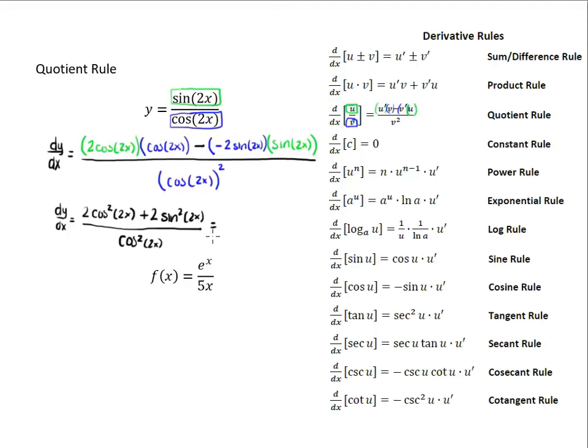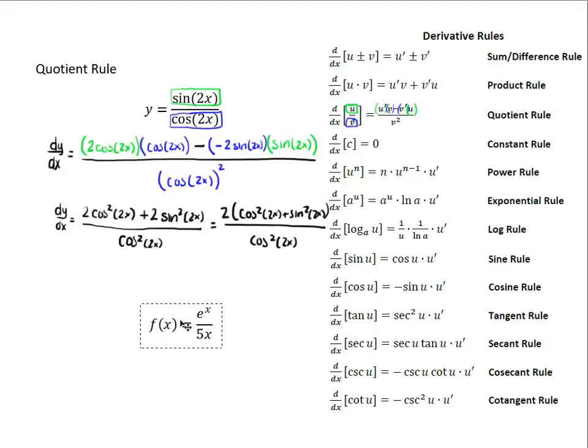Now, if you remember your trig identities, I can factor out a 2 out of this. I'm left with cosine squared of 2x plus sine squared of 2x, right? All over cosine squared of 2x. Let me move this little guy down a little bit. He's in the way. Yeah, let's bring him down about right there. All right, your trig identities: sine squared plus cosine squared doesn't matter what the argument is, it's always equal to 1. So this up here is actually 2 times 1.